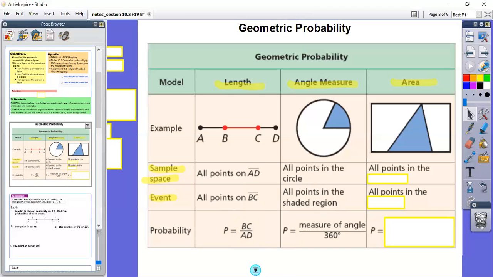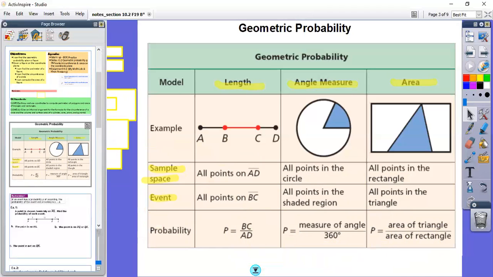Now, to the right there, we have an example of area of that triangle. Our sample space is going to be all the points inside that rectangle shape. And then the event is all the points in the shaded triangle. So if I want to know what's the probability that a randomly selected point that's somewhere inside that rectangle falls in the shaded region of the triangle, I'm going to take the area of the triangle and divide it by the area of the rectangle.